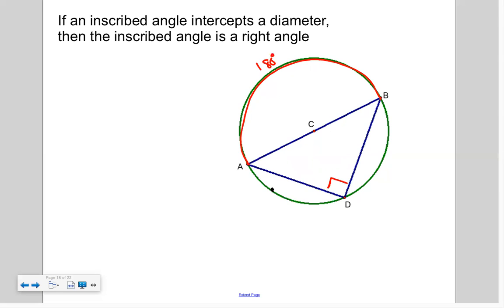I made point D right here. That would also be a right angle. Right? If I made it way over here, it would always be a right angle. It doesn't matter where it's at. It's always going to be a right angle because it's an inscribed angle that has an intercept at the two points of the diameter.